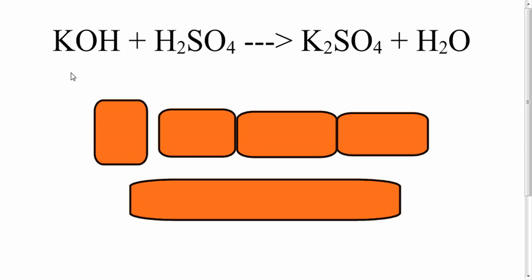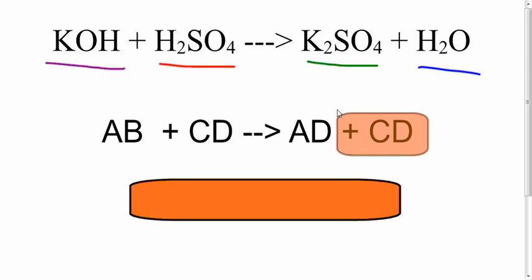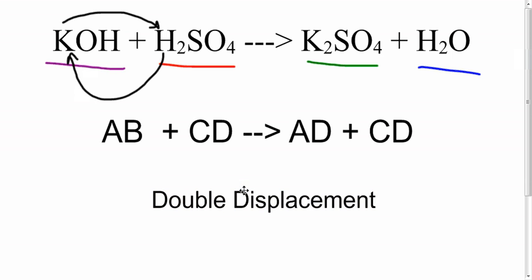Now, once again, I have two compounds, and they make two new compounds. So this kind of looks like this: AB plus CD equals AD and CB. Because if you look, the front part of the first compound and the front part of the second compound kind of swap spots. And that's what makes this a double displacement reaction.